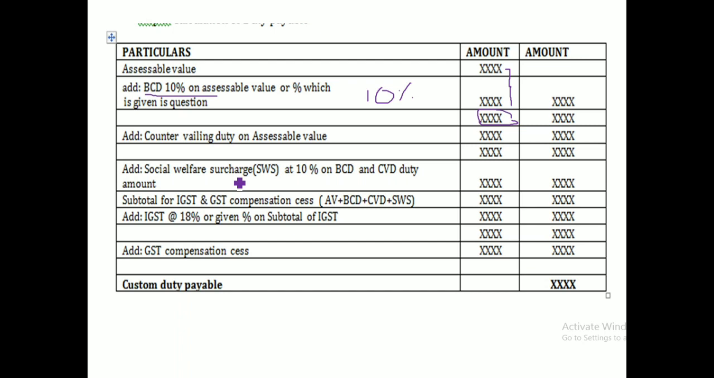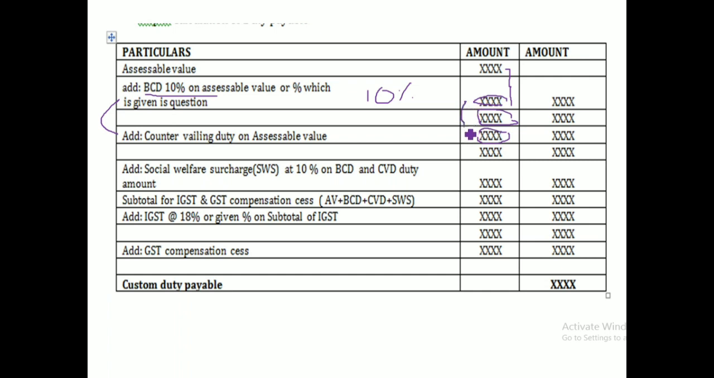It is a type of custom duty, a replacement for the education and health cess, which was done in the year 2018. It will be levied at 10% on both BCD and CVD. We consider both BCD and CVD, not this amount. Keep in mind that you should not calculate SWS on this amount. You just need to add both of these.